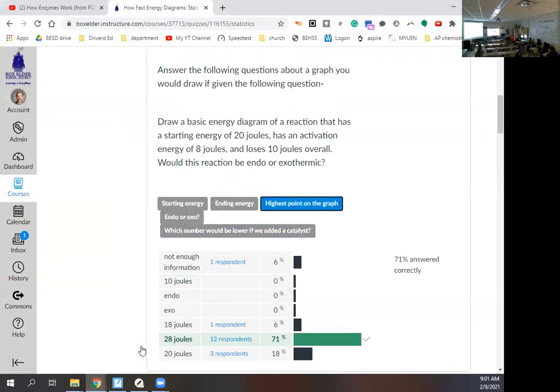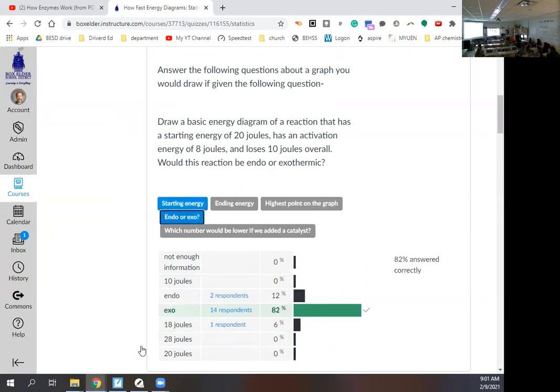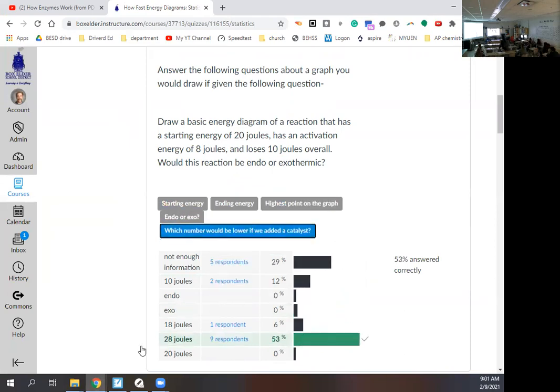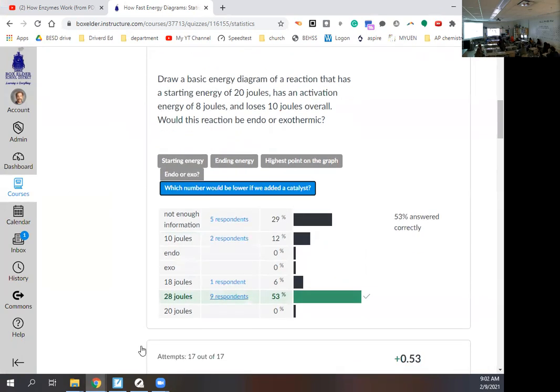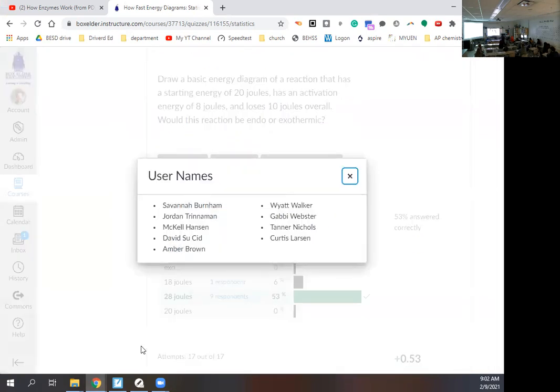Okay, highest point on the graph, that's 28 because that's the 20 plus the 8. Endo or exo, it lost, so it has to be exo. Then we struggled here because I told you the wrong answer. These people took it after, so congratulations to all those awesome people.